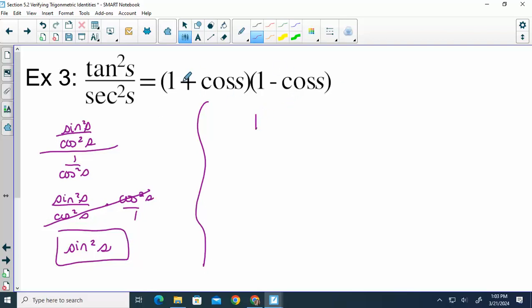What would you probably do over here? FOIL, so you get 1 minus cosine plus cosine, cosine squared of S, and that turns into sine squared S. So when in doubt, don't just erase everything and assume you're wrong. Go work the other side and see if you can get it to the same point. If they're equal, then that would be your answer? Yes. So if you got one side to a certain point, you just have to get the other side to that point? Yep.